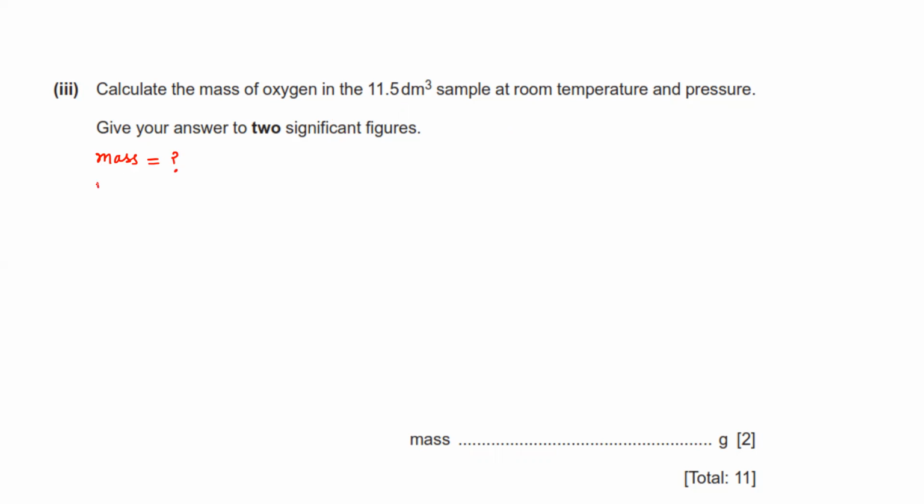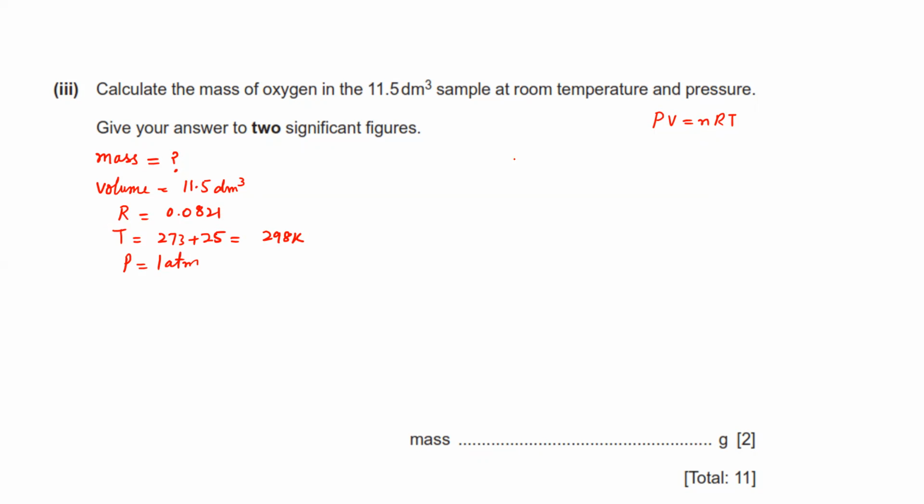We are given volume. So volume is 11.5 decimeter cube. Remember, we have to use PV equals nRT, and the value of R, the gas constant, is 0.0821. The temperature at room temperature means 273 plus 25 degrees, so I take it as 298 Kelvin, and pressure is 1 atm. So these are the values which are given to us.